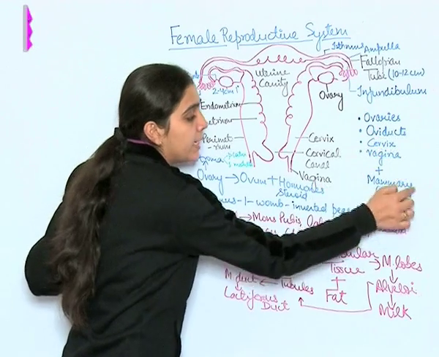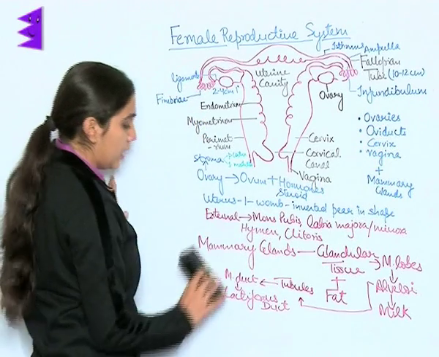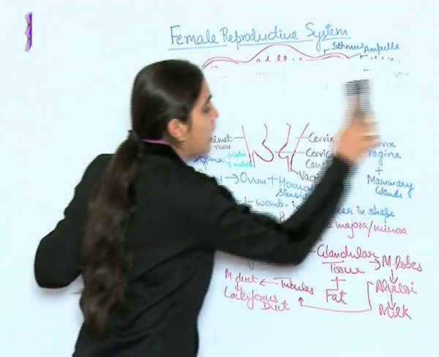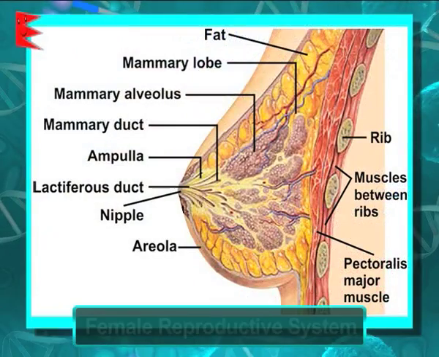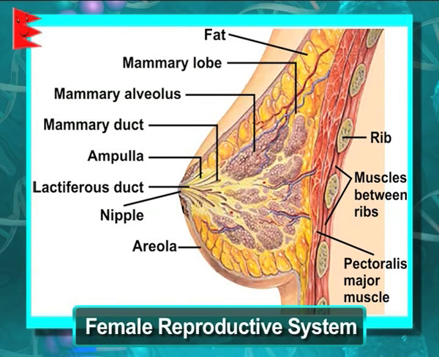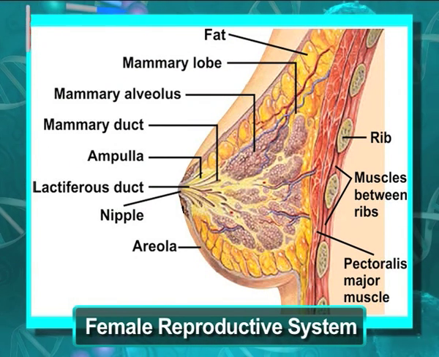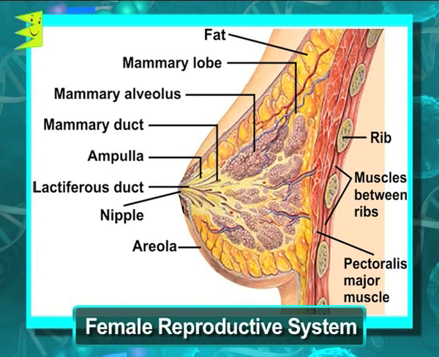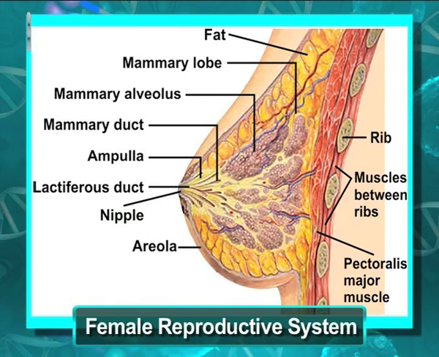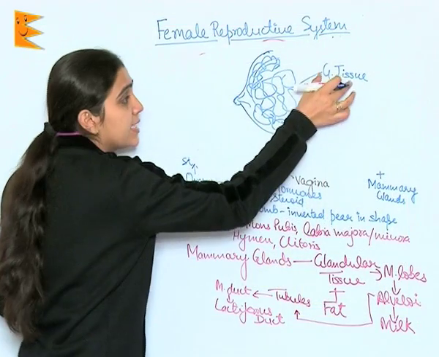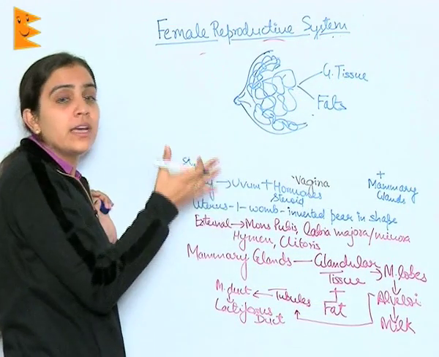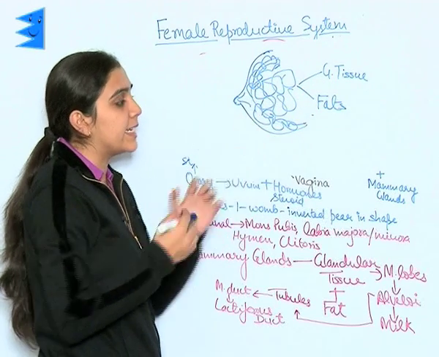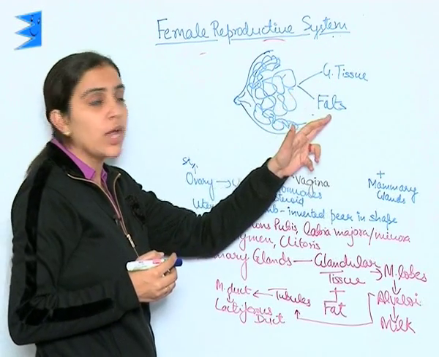Now are the mammary glands. Let me draw a very small diagram of mammary glands so that you can understand it in detail. It is something like this. This is the nipple, and these mammary glands constitute glandular tissue as well as a variable amount of fat. This glandular tissue further has many cells in it which are known as alveoli cells.